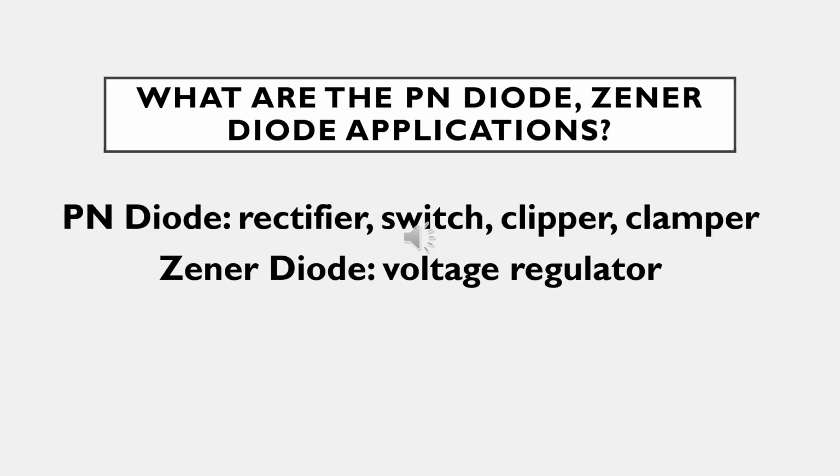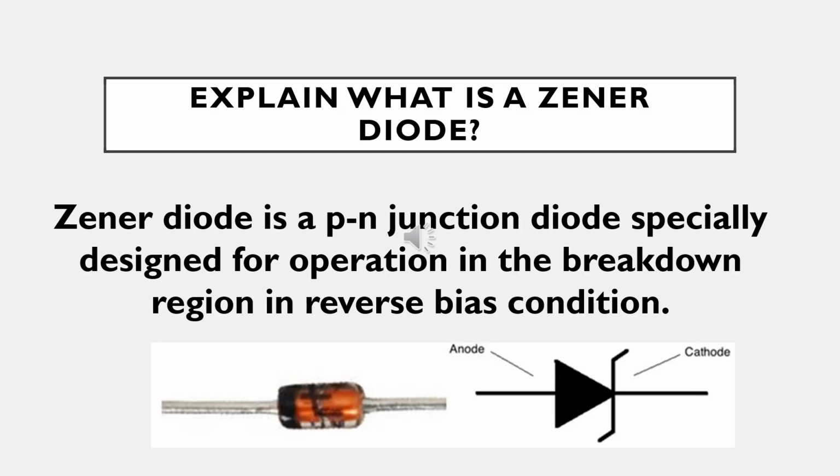What are the PN diode and ZENER diode applications? PN diode: rectifier, switch, clipper, clamper. ZENER diode: voltage regulator. Explain what a ZENER diode is. A ZENER diode is a PN junction diode specially designed for operation in the breakdown region in reverse bias condition.